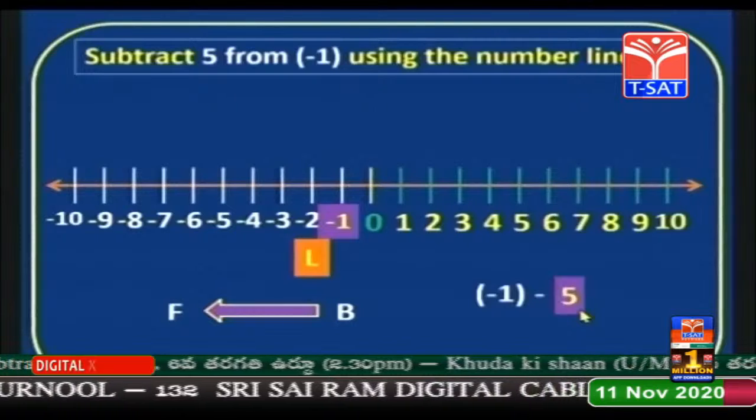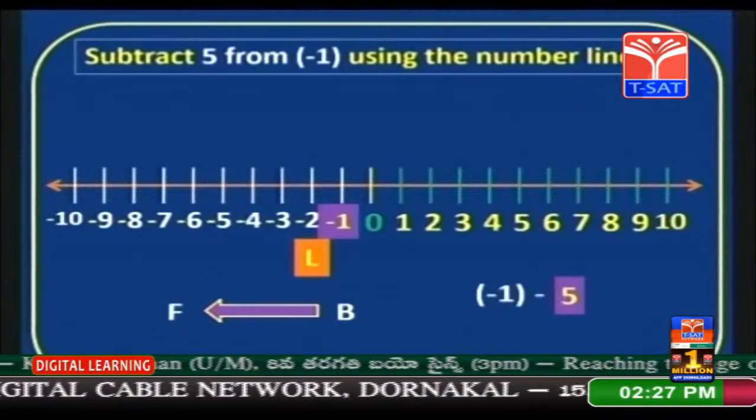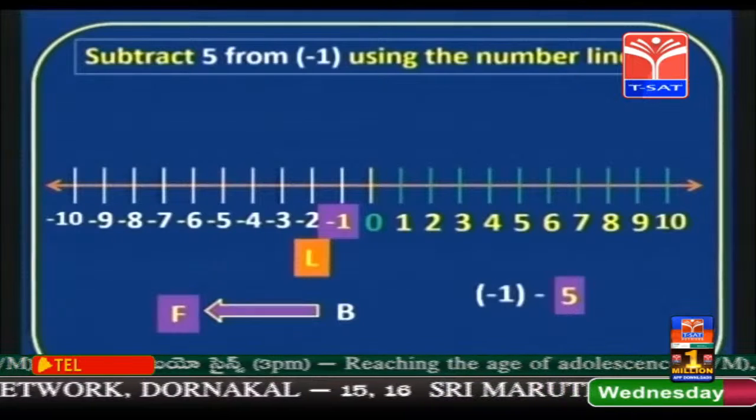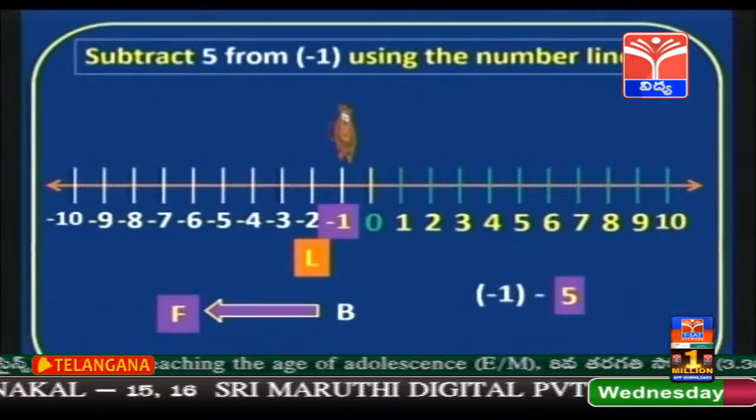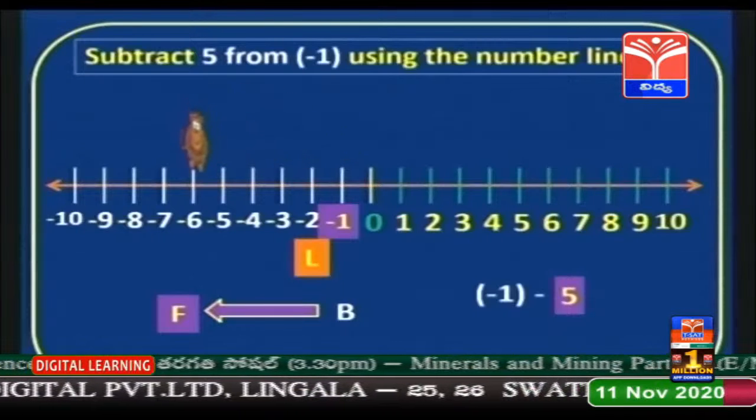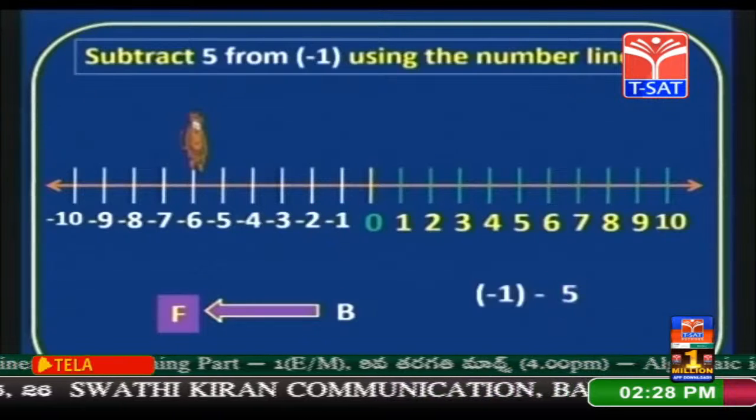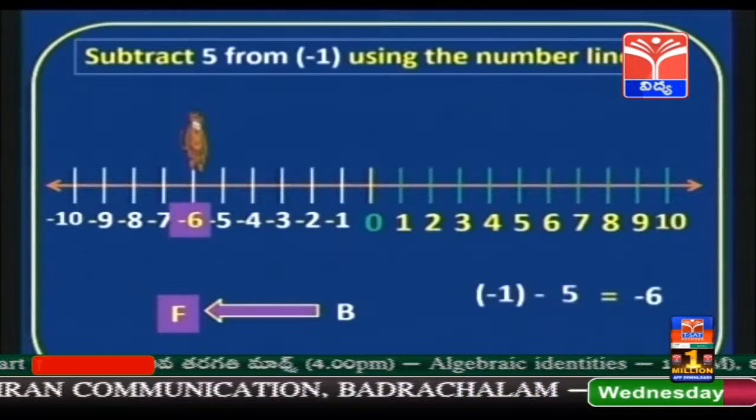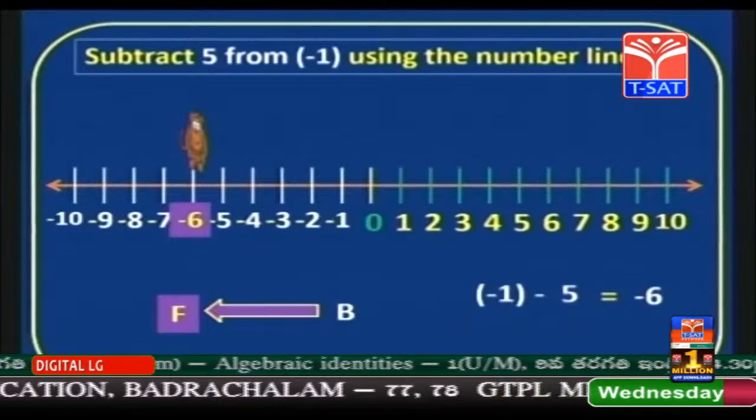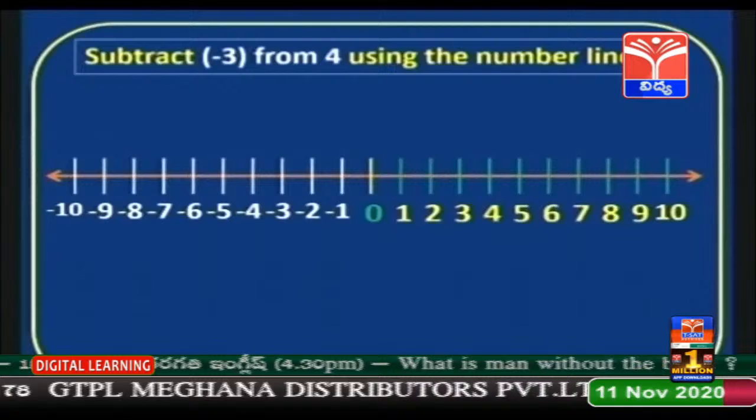Now what is the second integer? Yes, it is plus 5. So do you have to move forward or backward? Yes, we have to move forward. How many steps? 5 steps. Again this monkey is jumping 5 steps forward. Now where is the monkey? Yes, it is at minus 6. So what is minus 1 minus 5 equal to? Minus 6. Now let us subtract minus 3 from 4 using the number line.